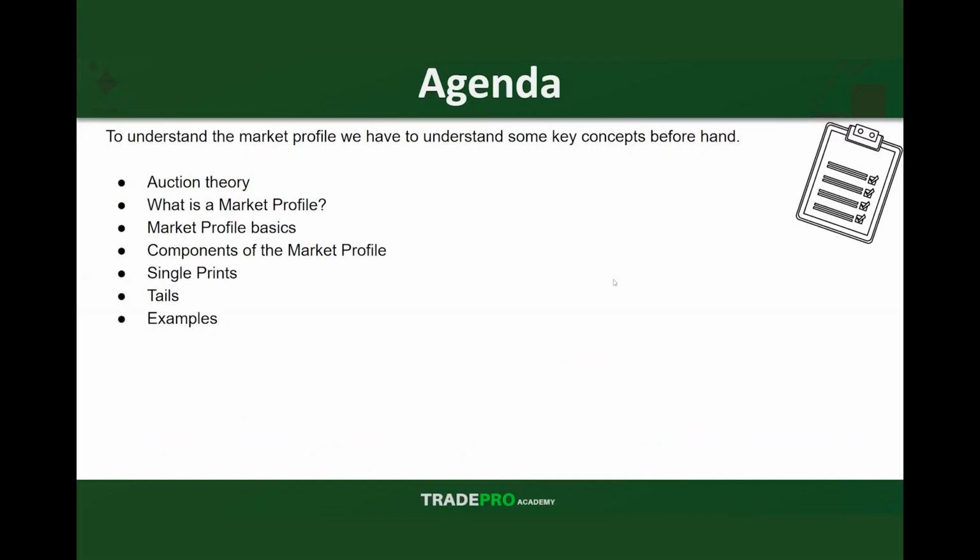So in today's agenda, to understand the market profile, we do have to understand some of the key concepts beforehand. These are going to be the introductory aspects to what the market profile entails. We're going to have to talk about auction theory to begin with. We're going to go through what the market profile is, naturally. We're going to go through some basics, some components, and a few different things that might be completely new to you, which are single prints and tails. And then we're going to wrap it up with some examples. So let's dive right into this.